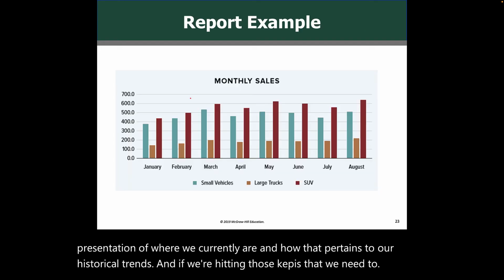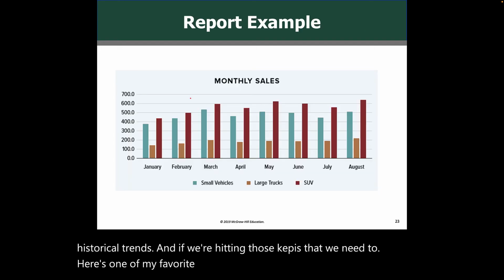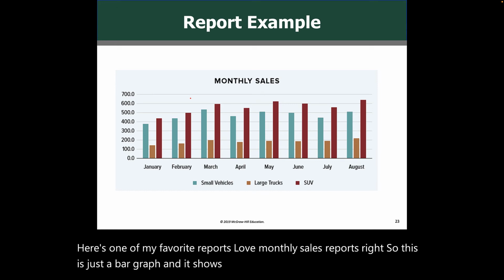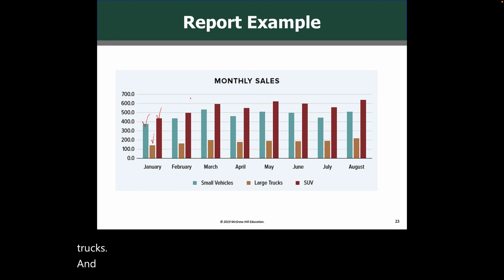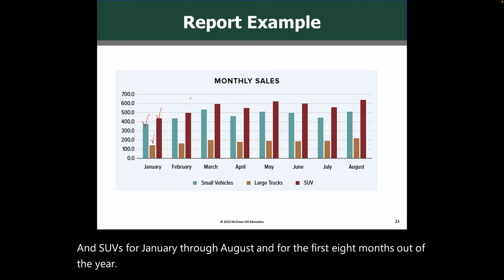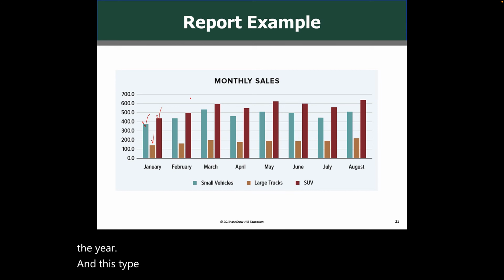So here's one of my favorite reports. Love monthly sales reports, right? So this is just a bar graph, and it shows you your sales of small vehicles, large trucks, and SUVs for January through August, so for the first 8 months out of the year. And this type of bar graph is relatively easy to complete in Excel or in Tableau or in Power BI.